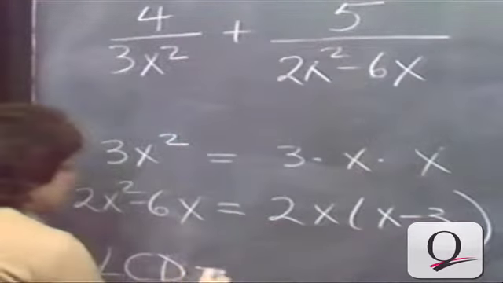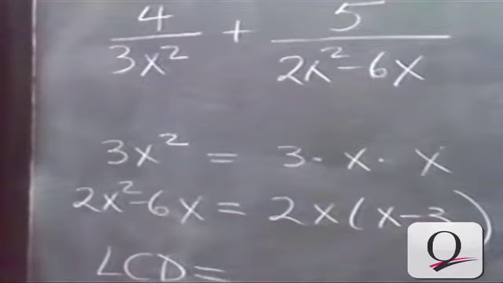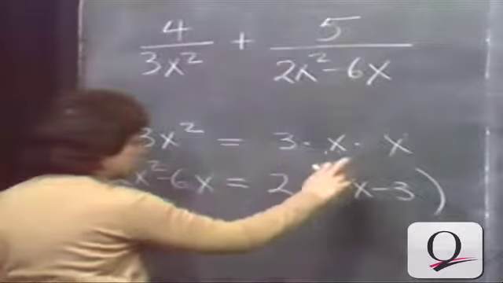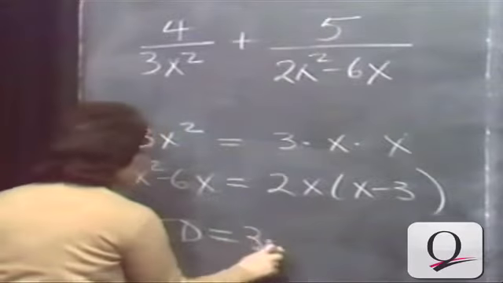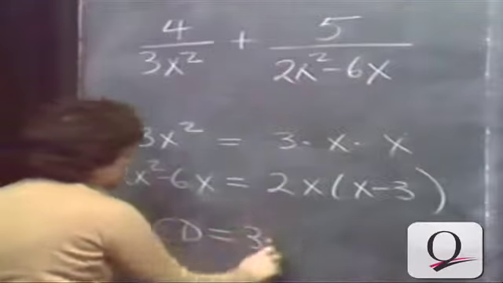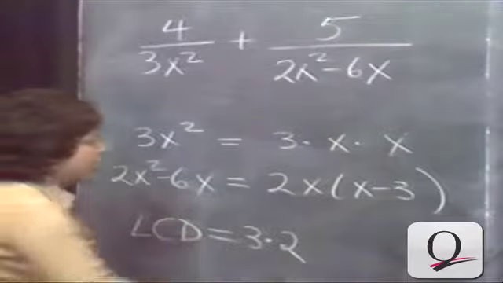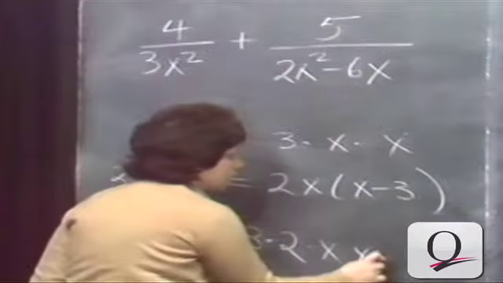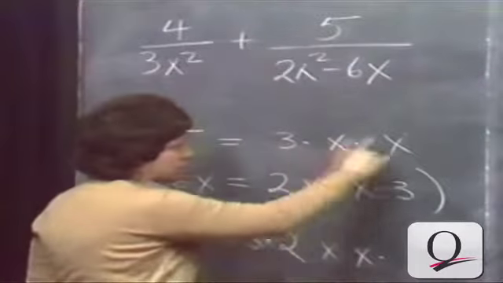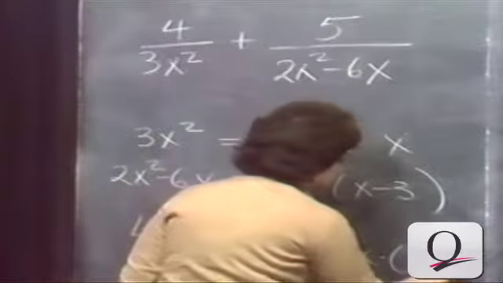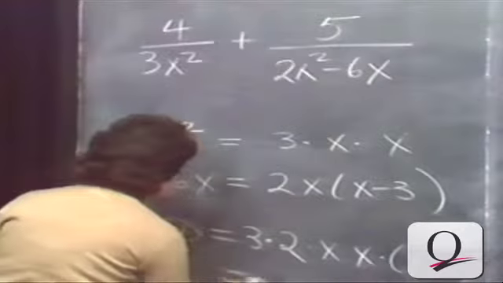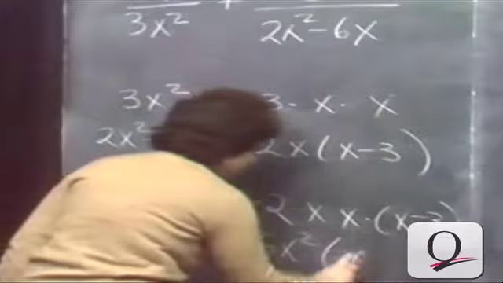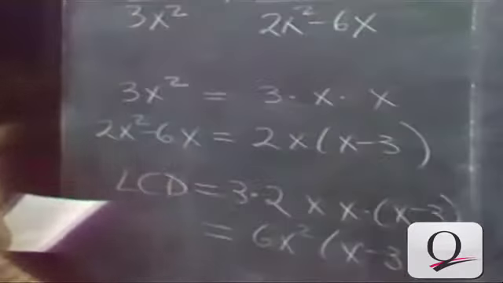The LCD is found by taking each factor the greatest number of times it appears in any one denominator. 3 is here once, here no times, we take it once. 2 is no times, 1 time, so we take it once. x is here twice, here once, so we take it twice. And finally, x minus 3 is not here, but it's here once, so we take x minus 3. And the LCD is 3 times 2, 6x squared times x minus 3.